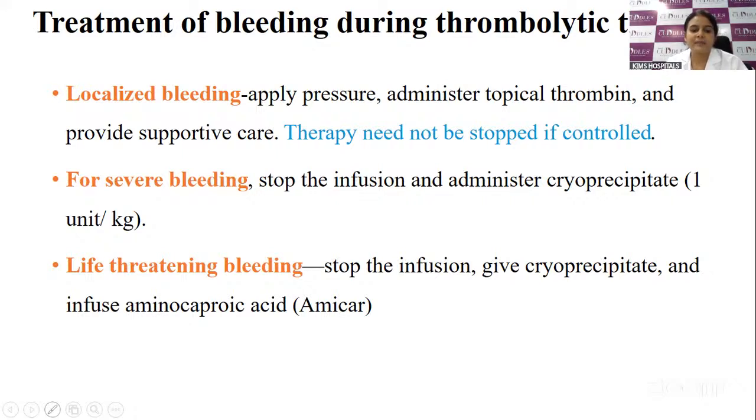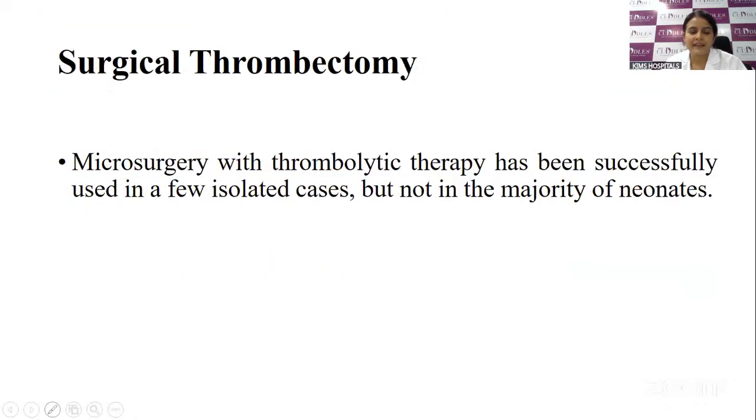If there is severe bleeding, then we can stop the infusion and administer cryoprecipitate, 1 unit per kg. If there is life-threatening bleeding, then stop the infusion, give cryoprecipitate, and infuse aminocaproic acid. Surgical thrombectomy is usually preferred when there is life-threatening organ failure. Otherwise, it has no role in neonates.